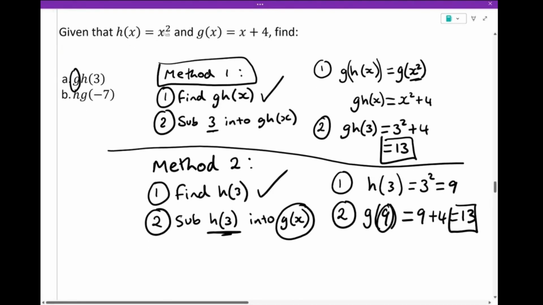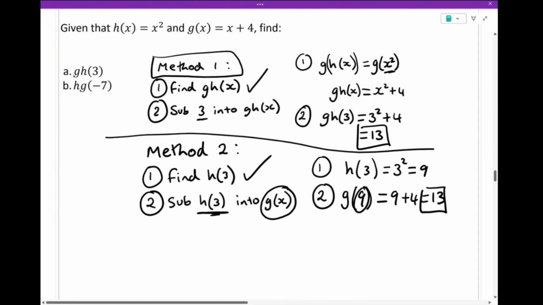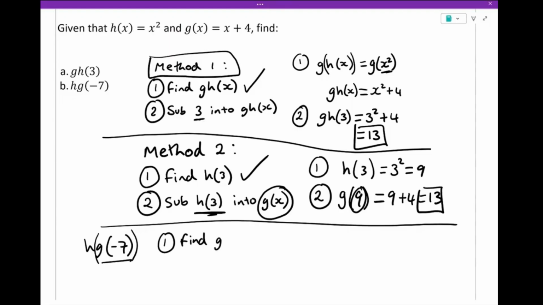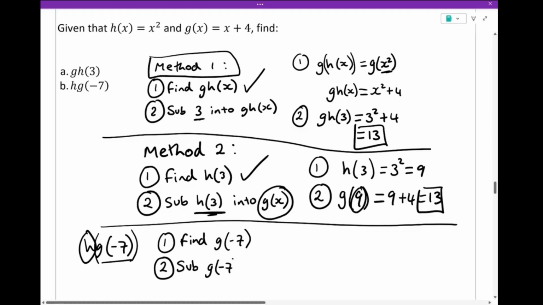So let's just clear off this. So if we look at our second one, we have hg of negative 7. Okay, so I'm going to write hg of negative 7 down here. Now, if we're doing the second method, step 1, I'm going to write brackets around my inner function, and that is what I need to find. Okay, I need to find what is written in those brackets, which is g of negative 7. Now, step 2 involves taking my g of negative 7 and substituting it into my outer function h. So I'm going to sub g of negative 7 into h of x.